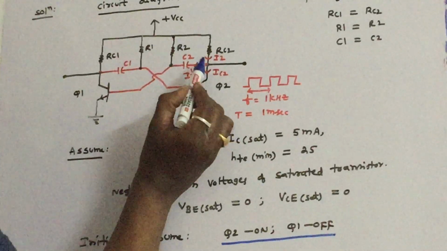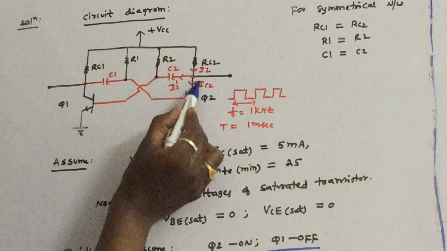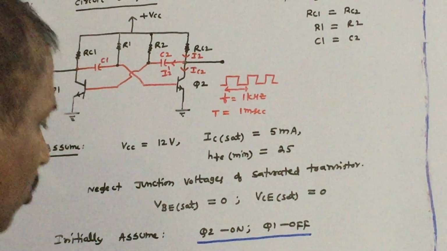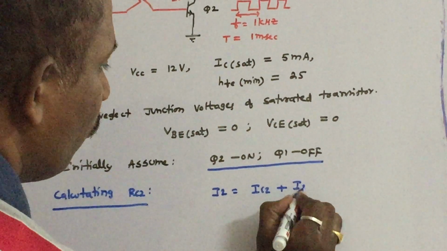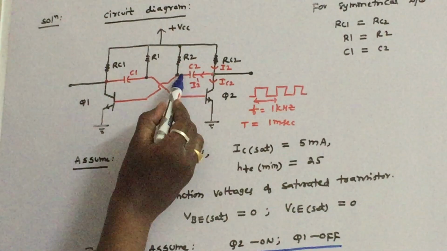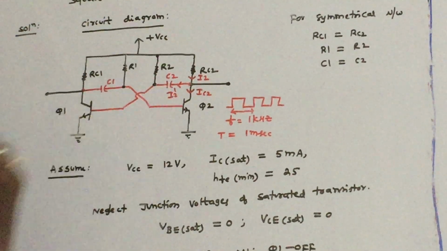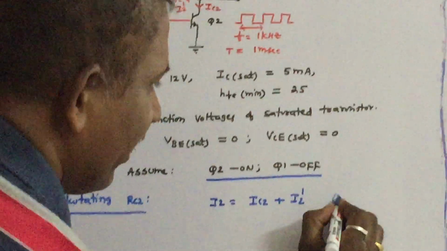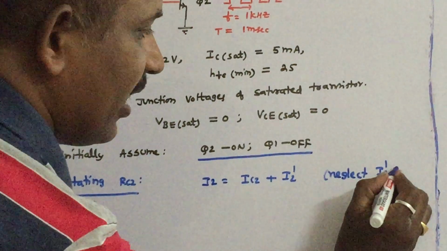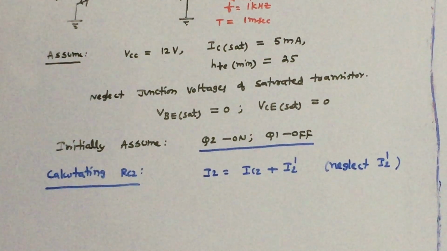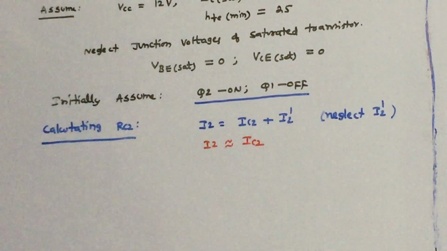So here from this node, what is the current? I2 is equal to IC2 plus I2 dash. What is I2 dash? I2 dash is the base current for transistor Q1. The base current is generally in microamperes. Therefore I2 dash is negligible, so neglect I2 dash since it is base current which is in microamperes. Therefore you can write I2 is approximately equal to IC2.